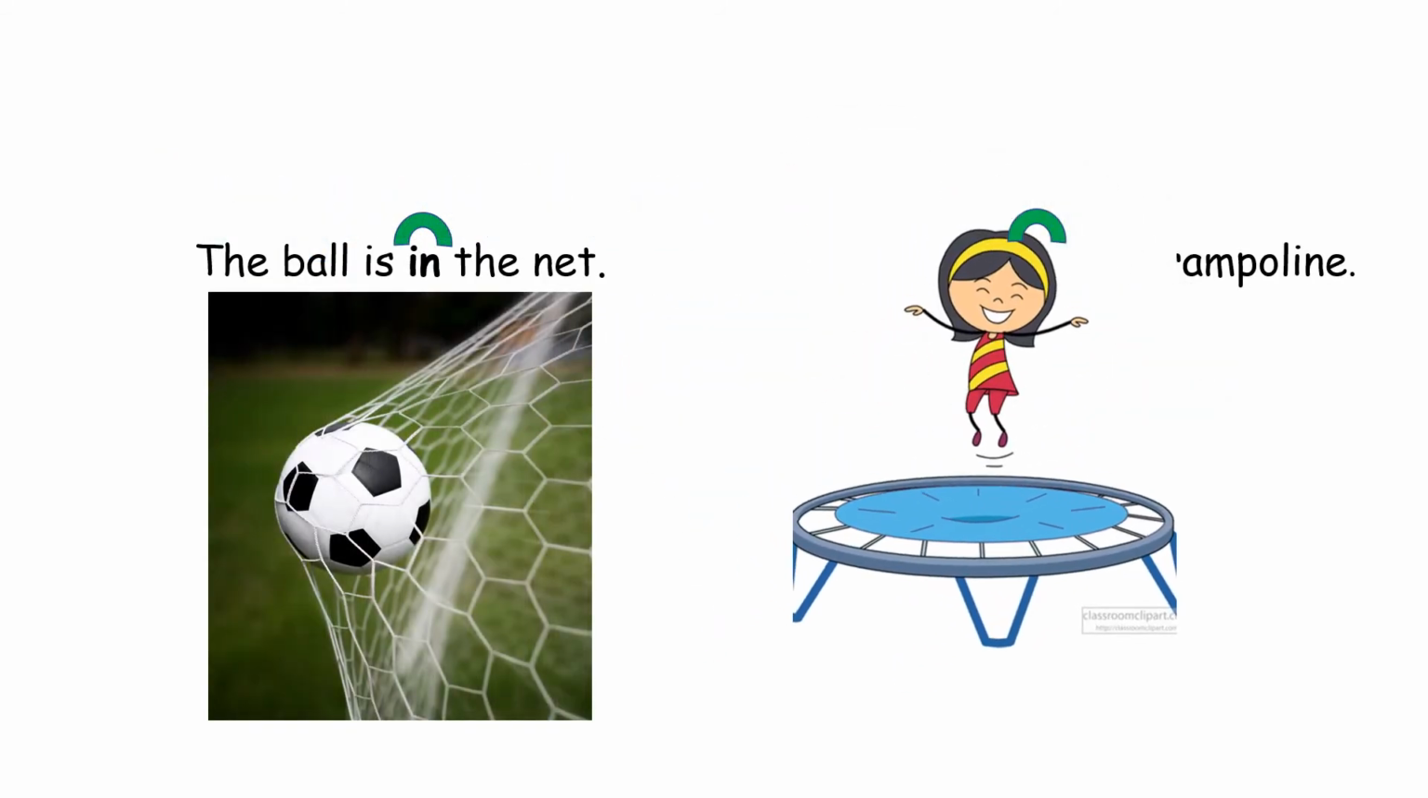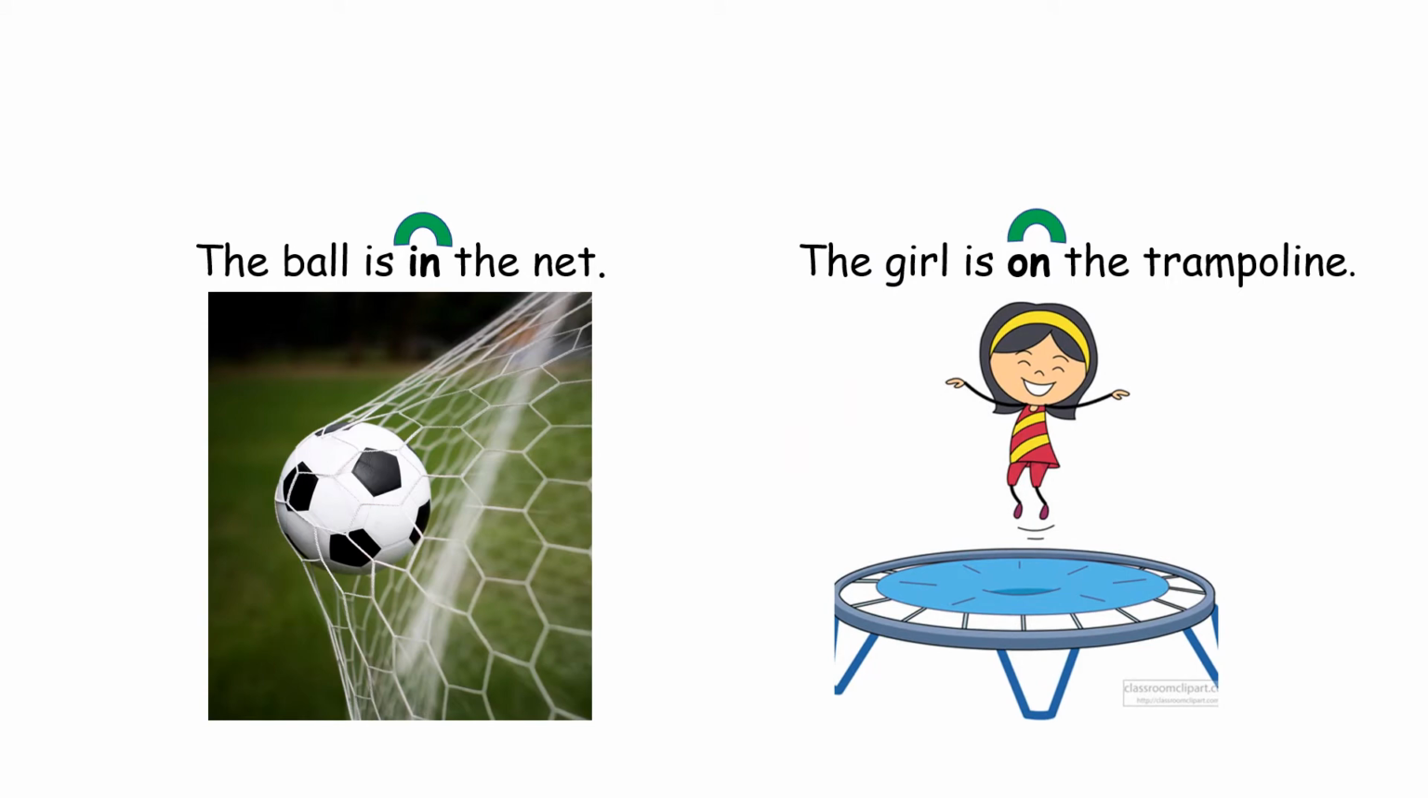So let's take a look for a minute at how we would put the symbol. The Montessori symbol for a preposition is the green horseshoe. The ball is in the net. The girl is on the trampoline.